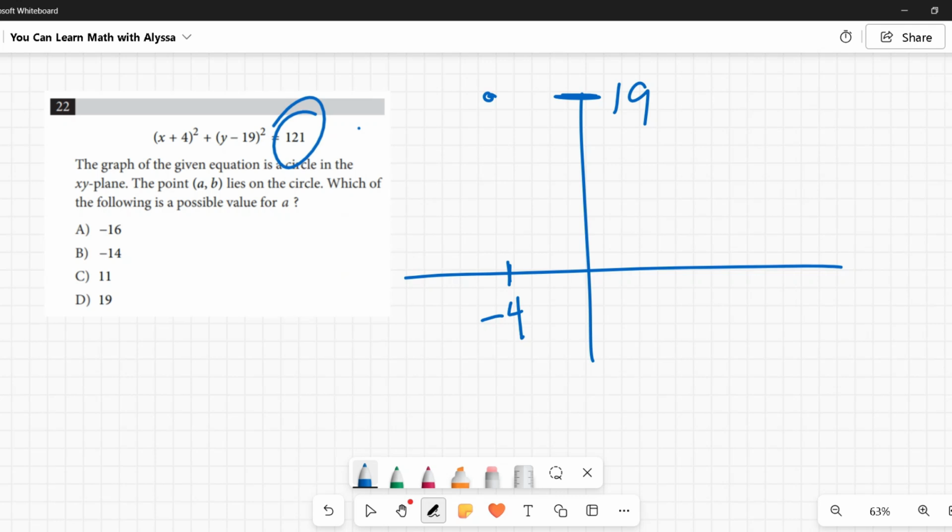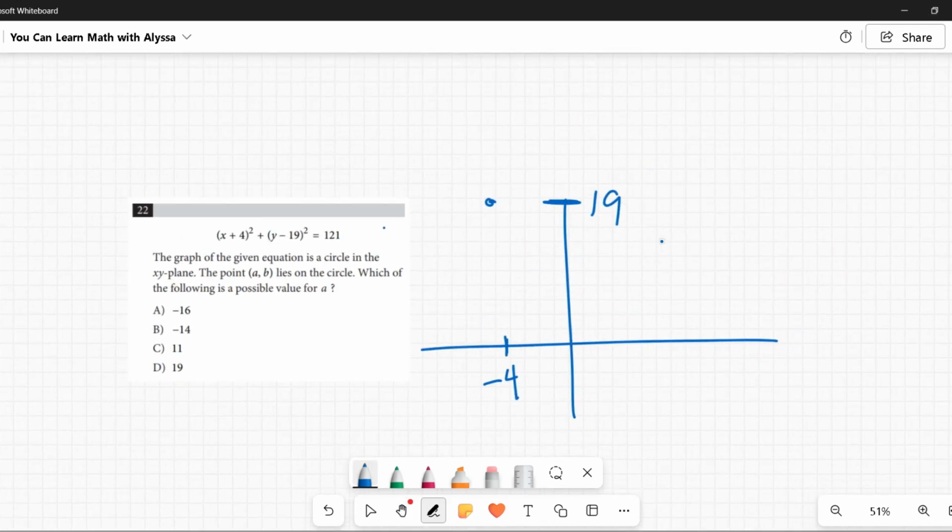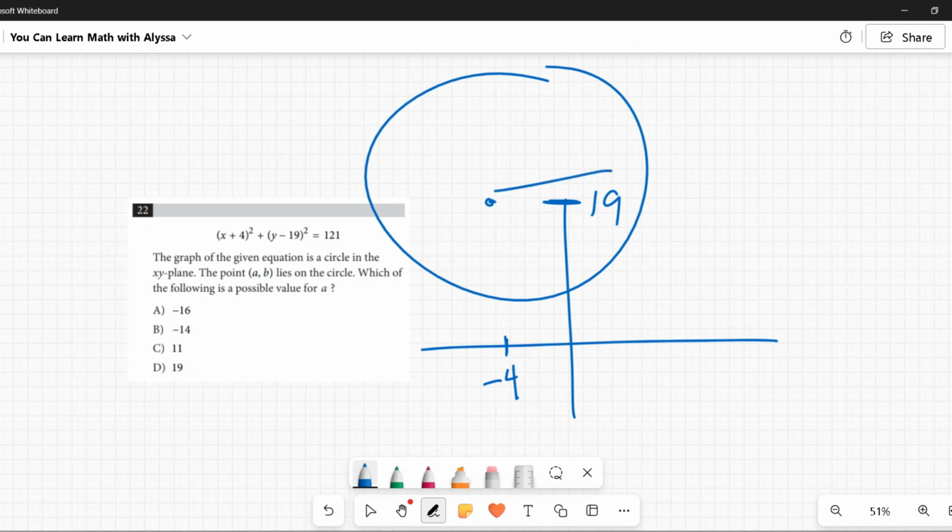I also know that the radius comes from here, 121. That is the radius squared. So if I take the square root of 121, I get 11. So this circle has a radius of 11. Does it matter that I haven't drawn this very well at all? Not really. This is just for me to visualize so I know what's going on.